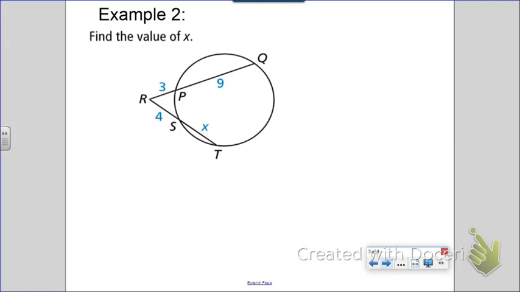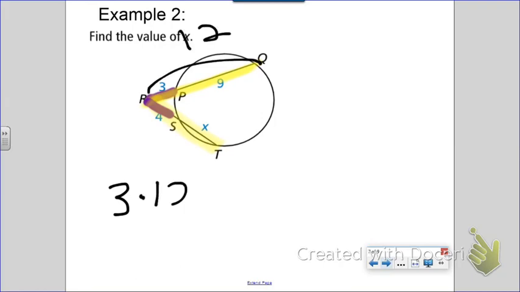In our next example, we'll use the rule that we're going to take the outside piece times the entire length equals the outside piece times the entire length. So 3 times 12 equals 4 times 4 plus x.